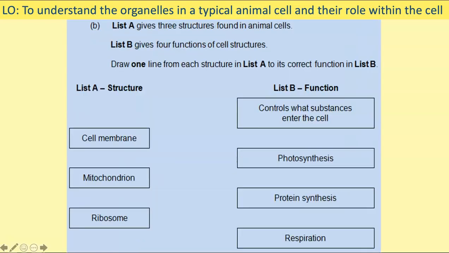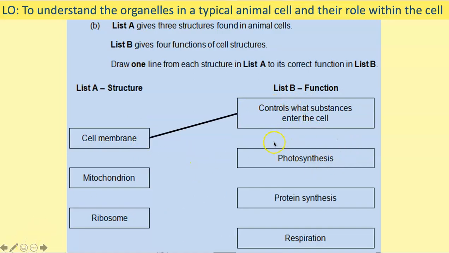Okay, so we'll go through the answers to the second question now. We've got 3 structures and we need to match the structures to their functions. So our structures are cell membrane, mitochondrion, and ribosome. We already know the function for all 3 of these organelles. So if we look at the list on the right, we've got controls what substances enter the cell. We know that that must be the cell membrane.